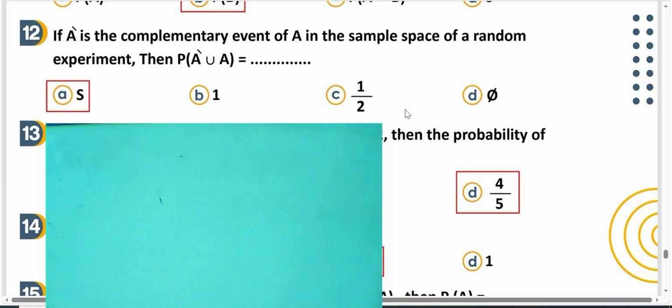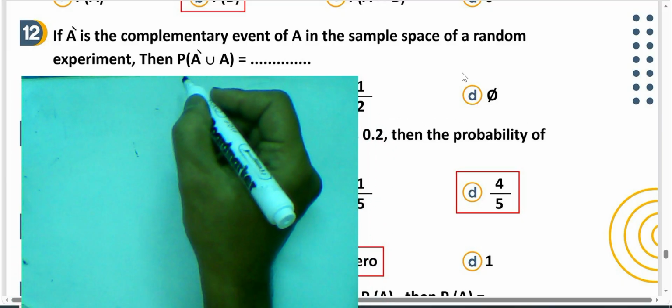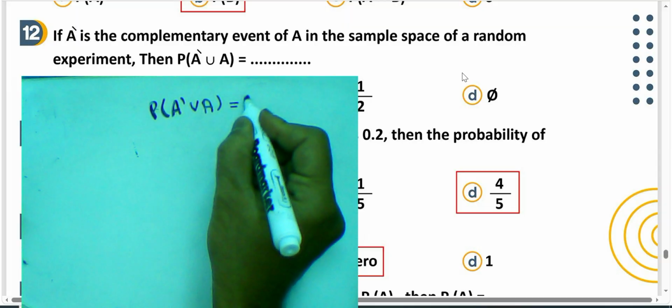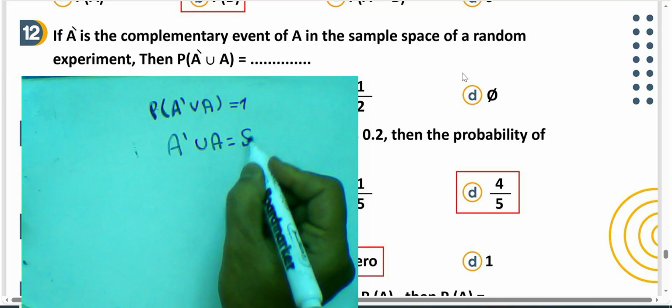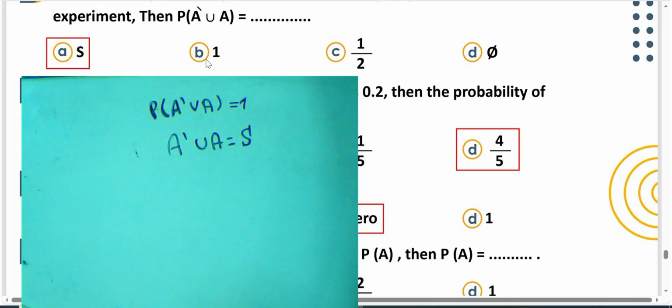The answer here, the probability, will be 1. So this question will be 1. Then the probability of A dash union A equals 1. But if he asked about A complement union A, it will be S. So you must change the answer here. Okay, change the answer, choose 1.